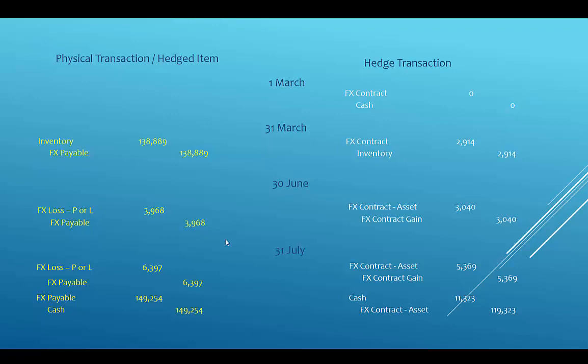And so what you can see is there that we have this sort of matching of the gains and losses on the physical transaction and the hedge transaction. It starts off as a cash flow hedge, and it finishes up as being a fair value hedge. Now, one of the things that might concern you is that whilst it was a perfect hedge, it was effective, it was designated right from the outset, it actually hasn't matched off perfectly the gains and the losses.